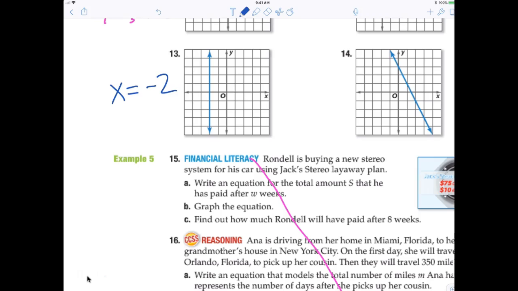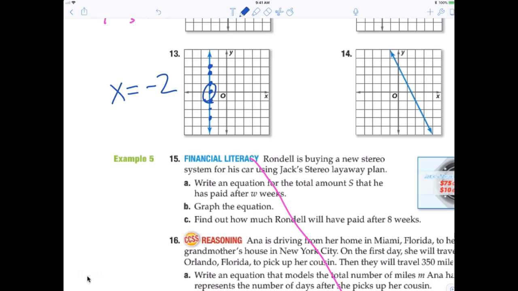Number one, you can just remember all vertical lines are x equals. Now, how do I know what value? Well, you look at the x-axis. What does it go through? -2. So that means every single point on that line has an x value that's what? -2. Brilliant. Super easy. All right, super easy.